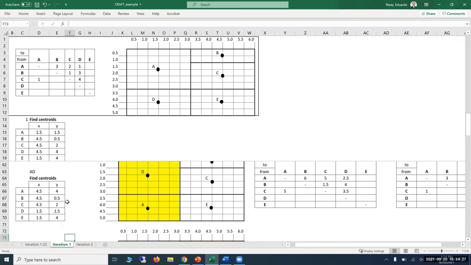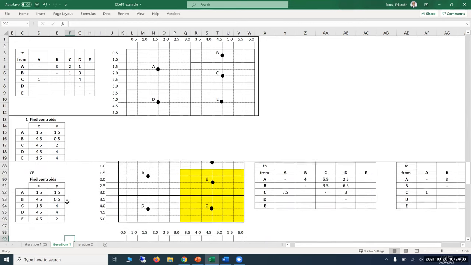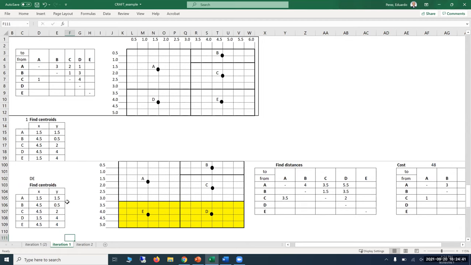I apologize, the C and D exchange should be there, and it's not included in the computation, but it should be there, since they have the same area. So 48 is the best cost. After considering all possible exchanges, this is the best. So now I need to update the centroids. But as you can see in this example, that's quite easy because they both have the same area, so by flipping them, you can find the new centroids easily, right?